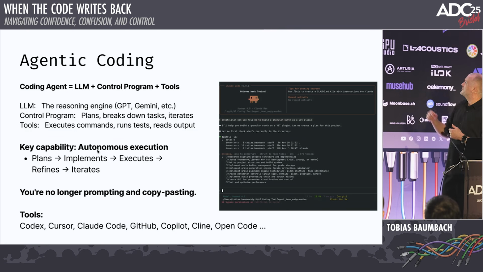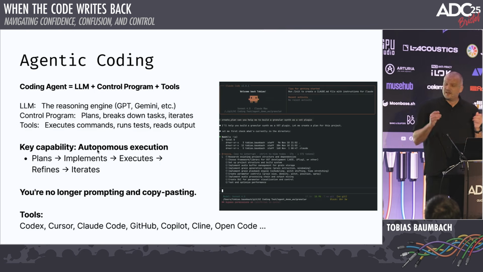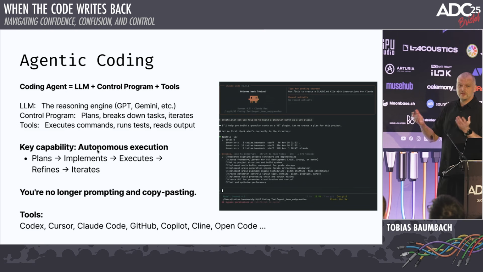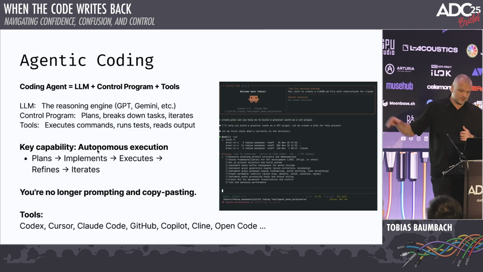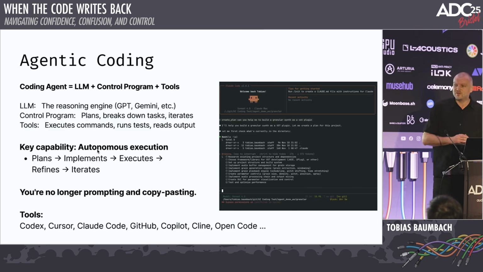So on the right-hand side, you see just Claude Code as an example. I mean, there are many other tools out there, right? So Codex, the OpenAI version, Cursor, an IDE with this kind of functionality, Copilot, Cline, OpenCode. I just put in here all the tools which have somehow the letter C in their name. So the whole space is really exploding. It's hard to really keep track of it.